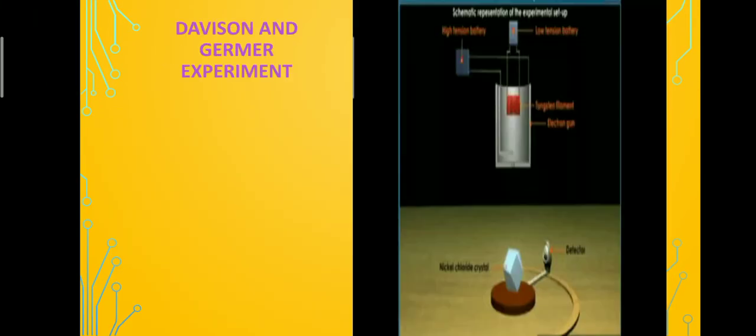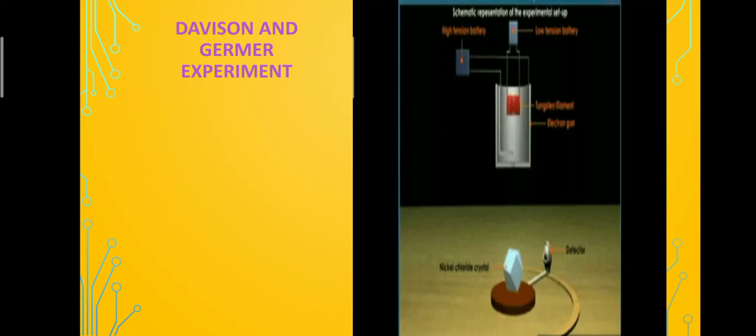So next one is the Davisson and Germer experiment. This experiment confirms the wave nature of an electron, and based on these experimental evidences, new techniques and new instruments like the electron microscope and low energy electron diffraction were evolved based on the results of this experiment. This experiment was done to prove the wave nature of an electron.